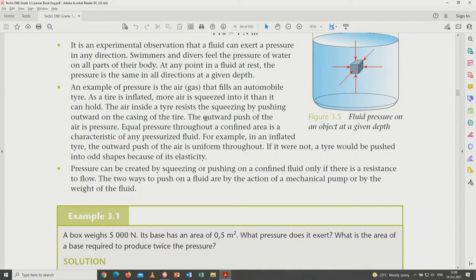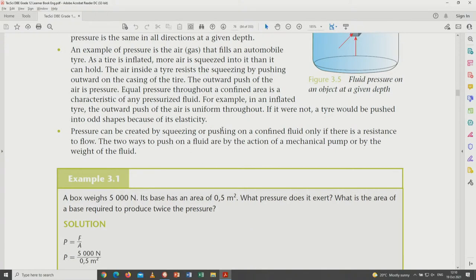And I think this is important, that outward push of the air is actually equal at all points in a container or in a confined area. And that is an important characteristic that we should realize. Here they're giving an interesting example to say that in an inflated tire, the outward push of the air is uniform throughout. Just imagine if the tire's pressure was not uniform, the tire would be pushed into odd shapes because of its elasticity. So you wouldn't have a uniform, round tire, because one part of the tire would be pushed more than the other. So the pressure inside the tire will be the same because of the fluid air. So that is important. Fluids exert equal pressure throughout a confined area.